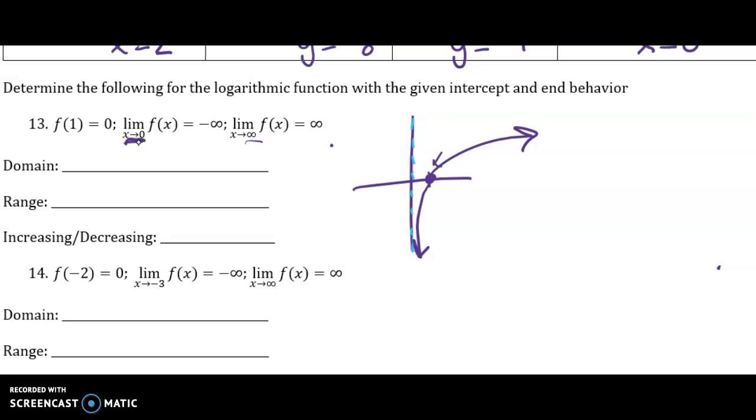So then we can calculate our domain. It would be 0 to infinity. Our range is negative infinity to infinity. And we just have to decide if this is increasing or decreasing, and it is increasing.